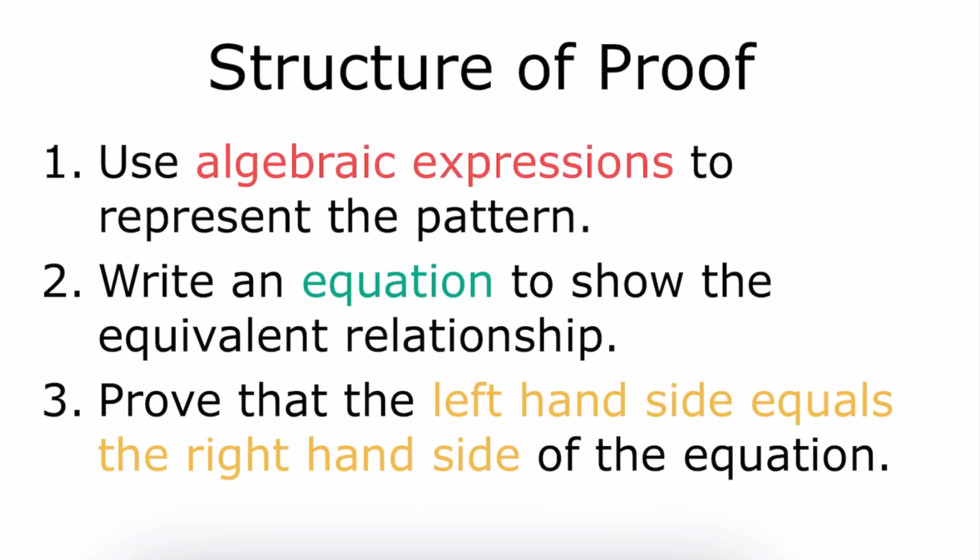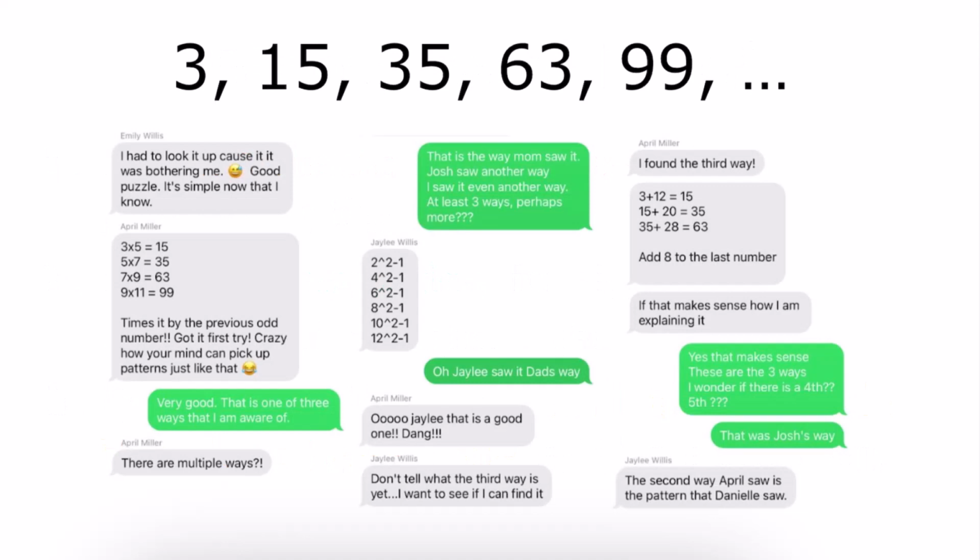So the basic structure that you'll work through as you're writing your equivalence proofs is you'll first use algebraic expressions to represent the pattern, and then you're going to write an equation to show the equivalent relationship that you're trying to prove. So the equation is basically going to summarize what your conjecture is. And then once you have your equation written, you're going to prove that the left-hand side of the equation really does equal the right-hand side of the equation in all cases. So it's easiest if you see this in an example.